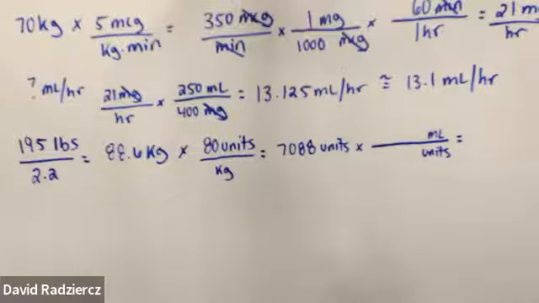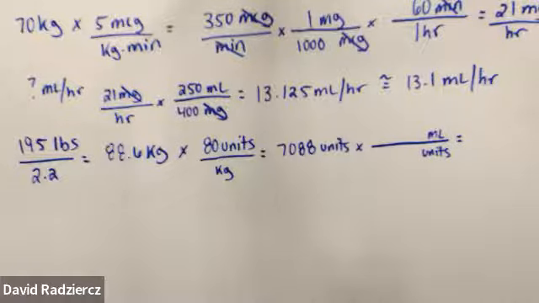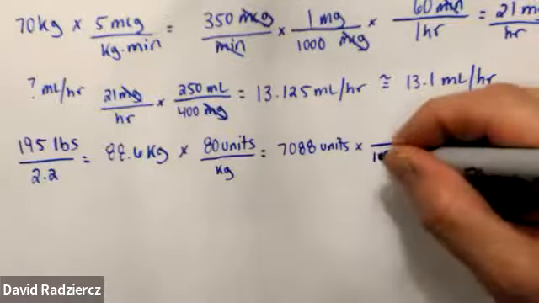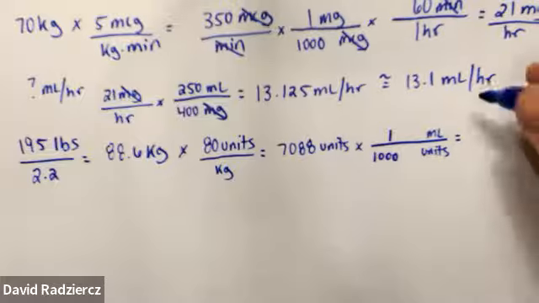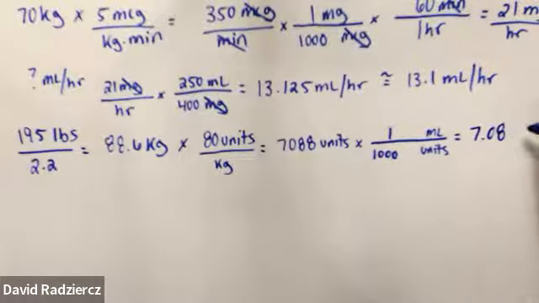Okay, this is where I'm getting stuck. So you're looking for what you have available. Is this at number 2, the 1,000 units per milliliter? You got it. Yep. Okay, so divide by 1,000. Perfect. So 7.1.